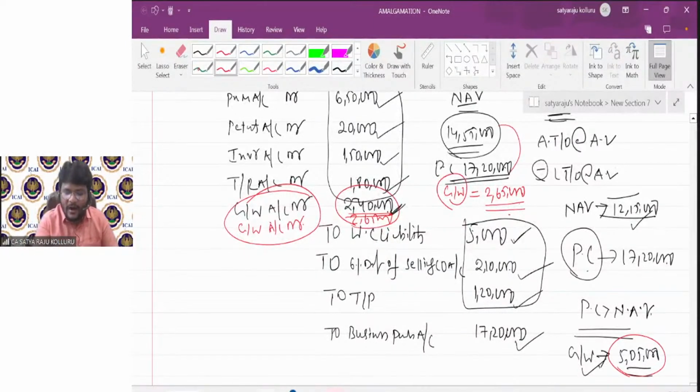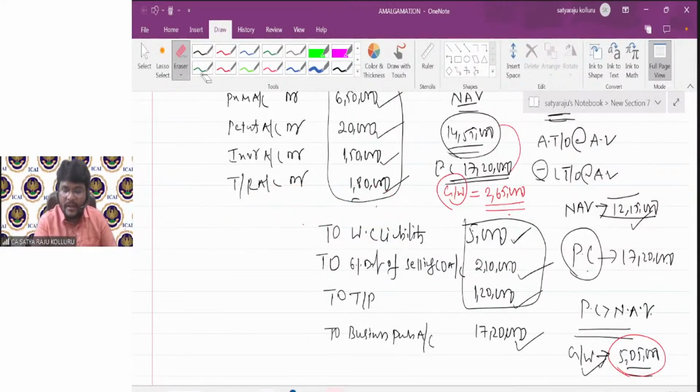Instead of recording the goodwill two times, what you can do is simply record it by debiting goodwill with 5,05,000. That is the point I'm explaining here. That's why, instead of debiting twice, you can directly write 5,05,000.